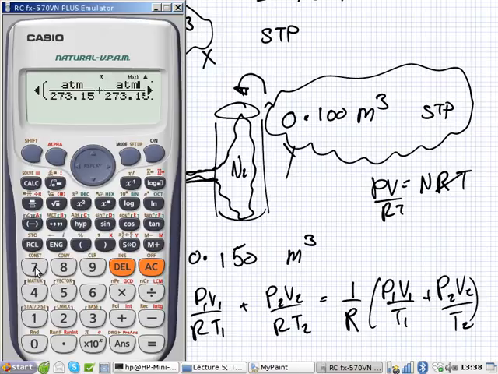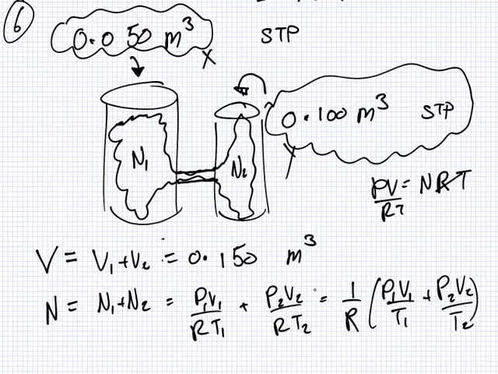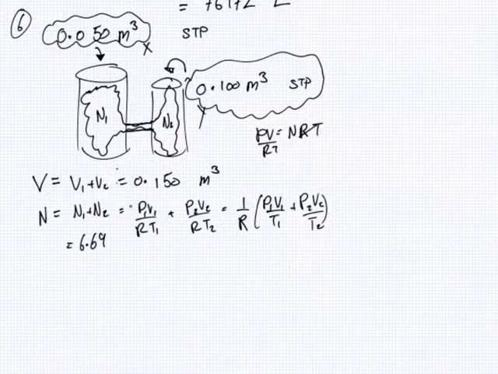So the first one was volume 0.05, and then the second one was 0.100. So when you put the numbers in, you get 6.69. Yeah, 6.69. So one thing, we can also do the volume, like we can take the volume as a common. And you can also take the temperature as common as well. Yeah, it doesn't matter.